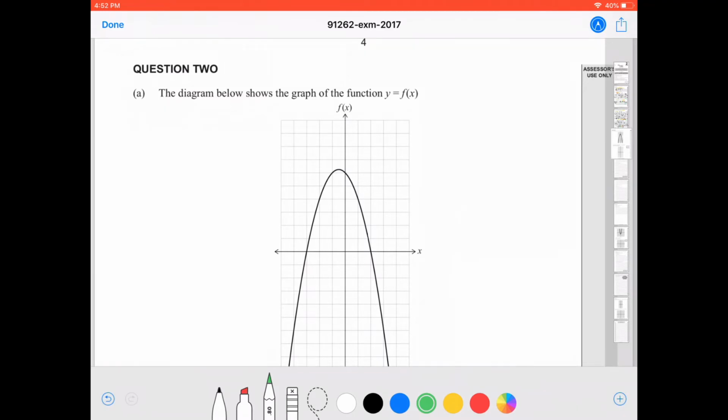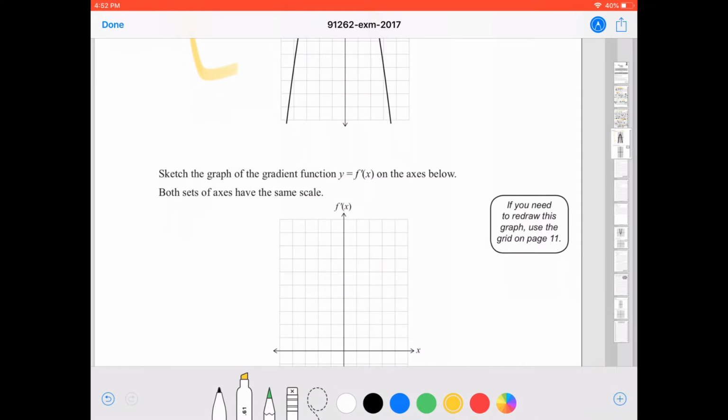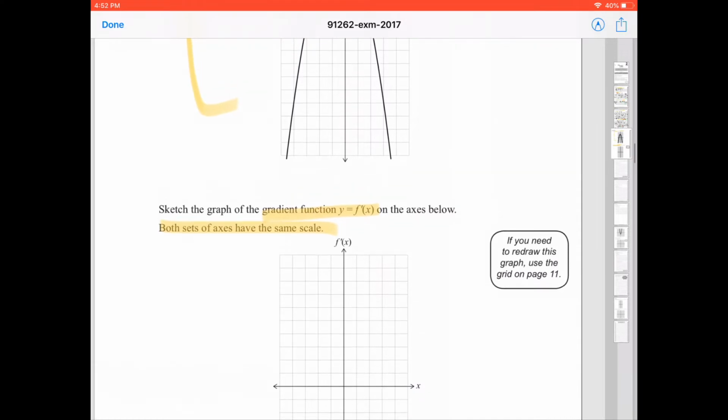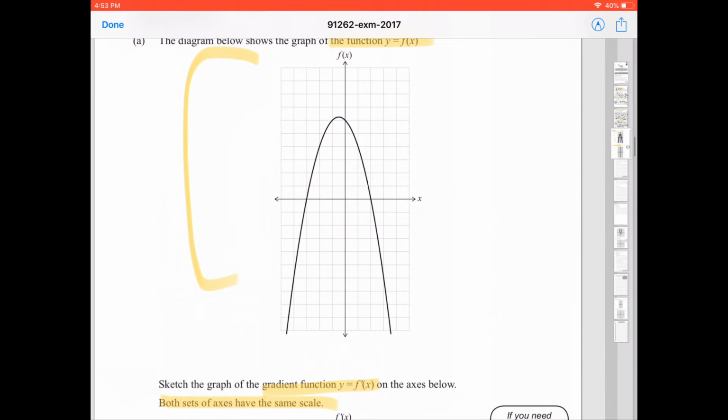Okay, so question 2a, it says the diagram below shows the graph of the function y equals f of x. Okay, we've got this graph here. And we've been asked to sketch the graph of the gradient function y equals f dash x on the axes below. Both sets of axes have the same scale. Okay, so this is a bit difficult. In the exam, you have obviously a piece of paper in front of you. You're not doing it digitally.